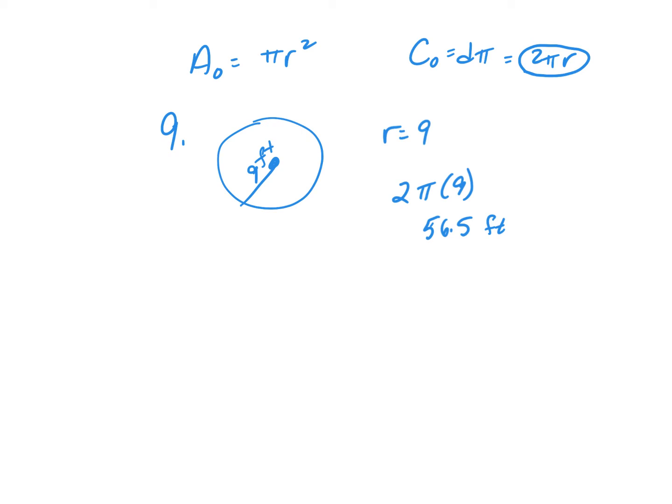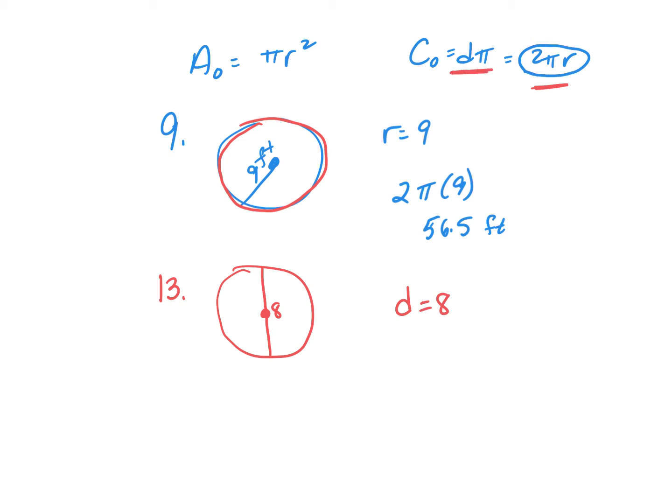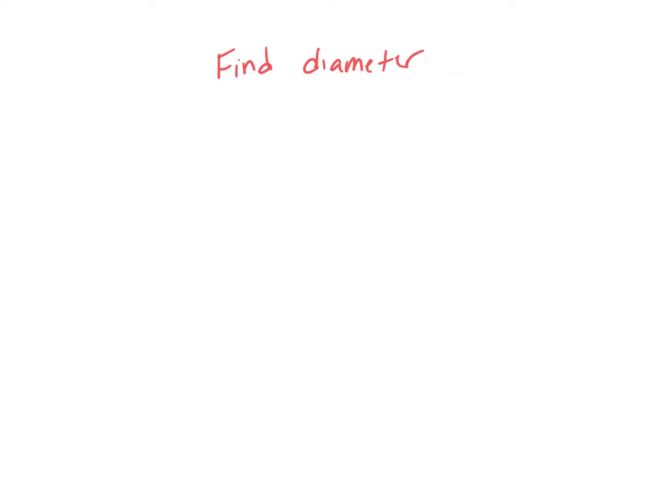How much string do I need to go around this circle? So it goes to 56.6. This one gives you the diameter is 8. Oh, that's right. So you're going to use the one with the d in it. So it's going to be just 8 times pi. And you should get 25.1. And this was feet again.